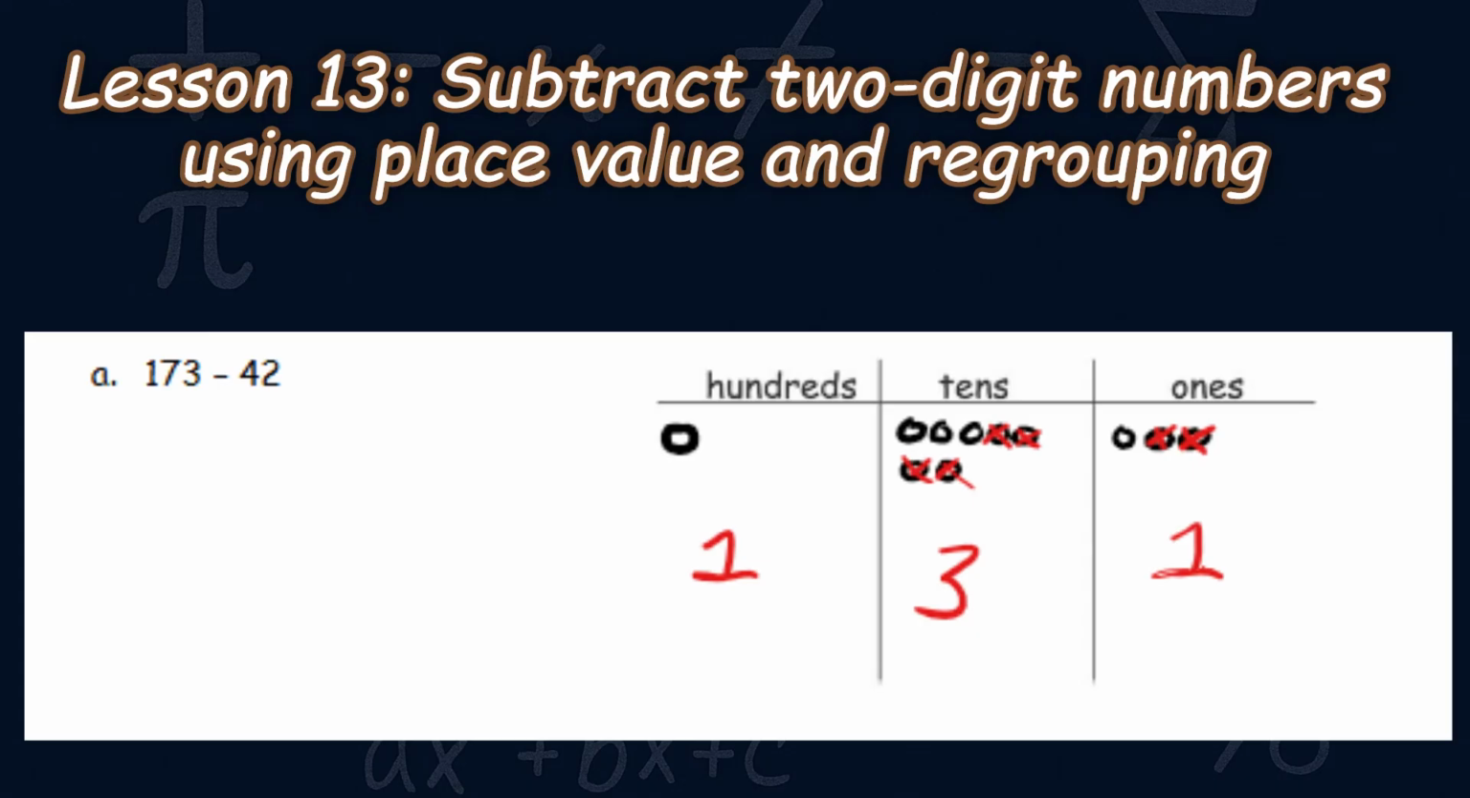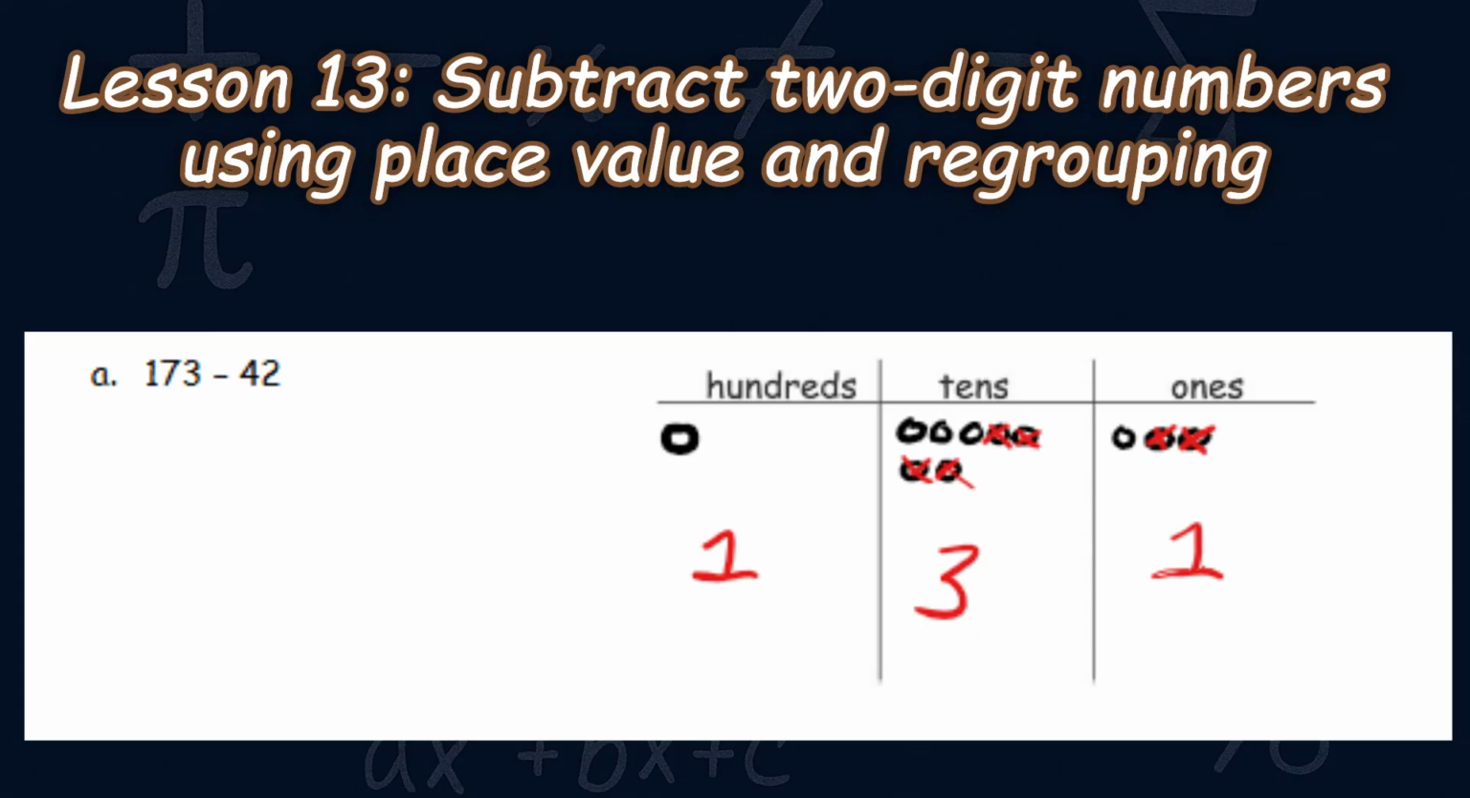In lesson 13, we are going to start with subtracting two-digit numbers using strategies based on place value. One of the questions that you will see is 173 minus 42, and we have to solve this using our place value chart. We start by modeling 100, 7 tens, and 3 ones with place value disks. We'd start by subtracting 2 from 3. If we do that, we end up with 1 one.